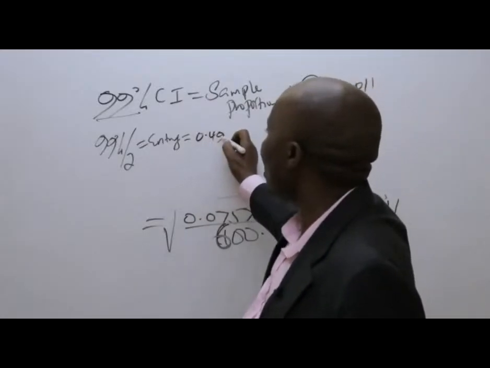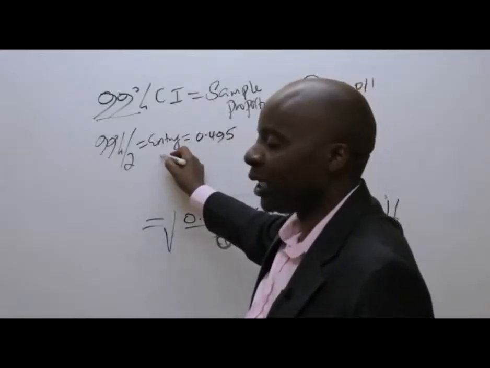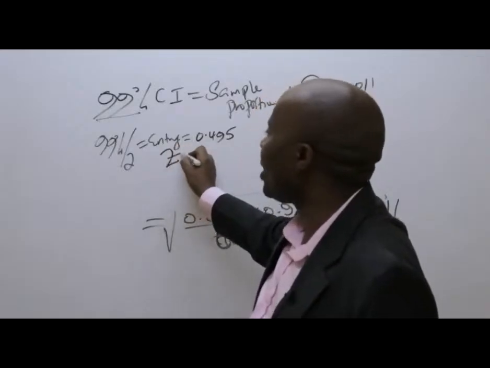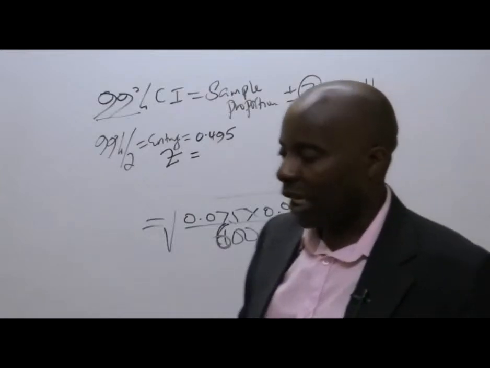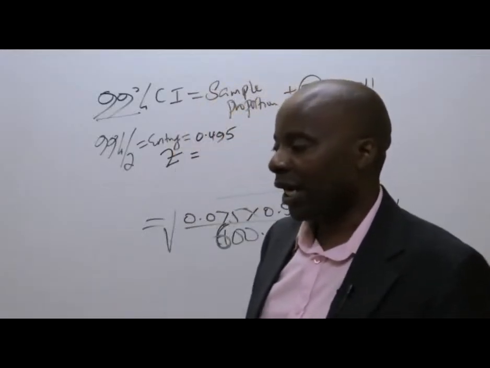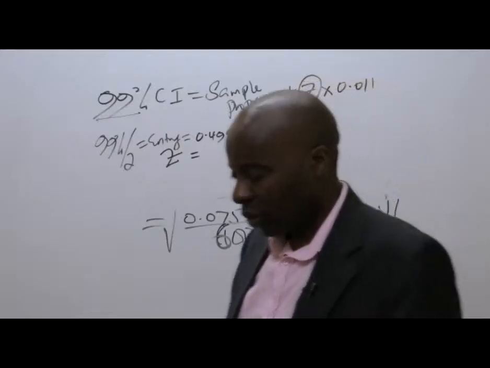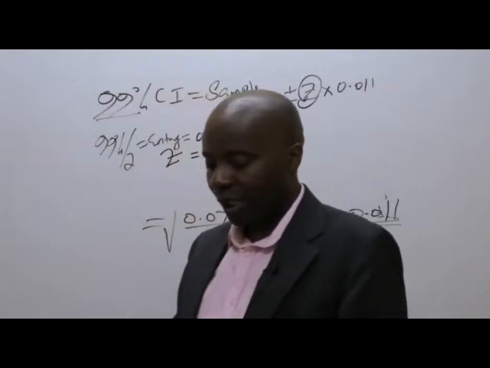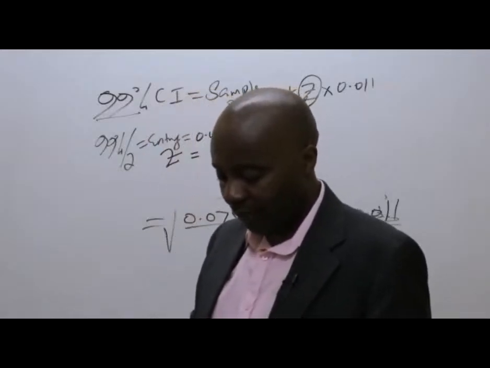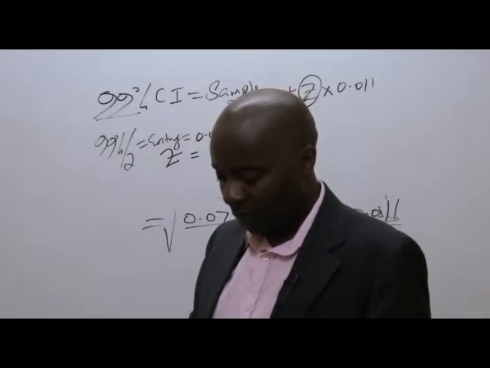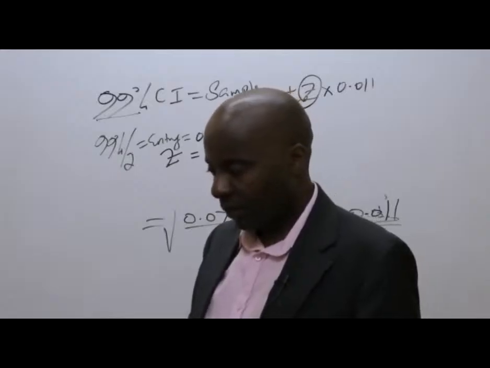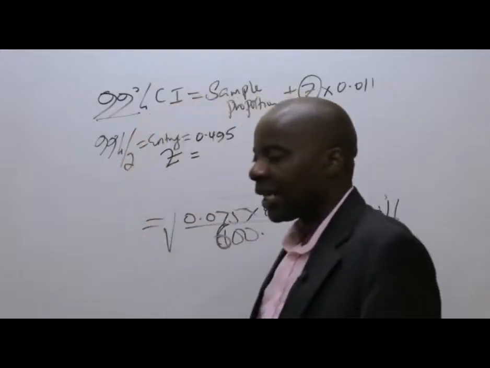Thank you very much. Once I have this 0.495, I would want you to go to your Z tables and read for us the corresponding Z score. So somebody is giving me a figure of 2.58, another one 2.57.